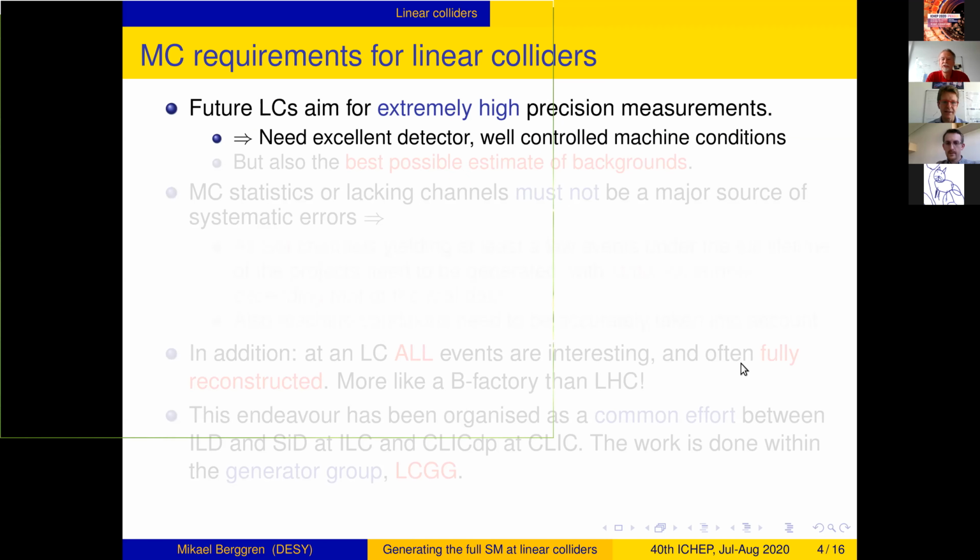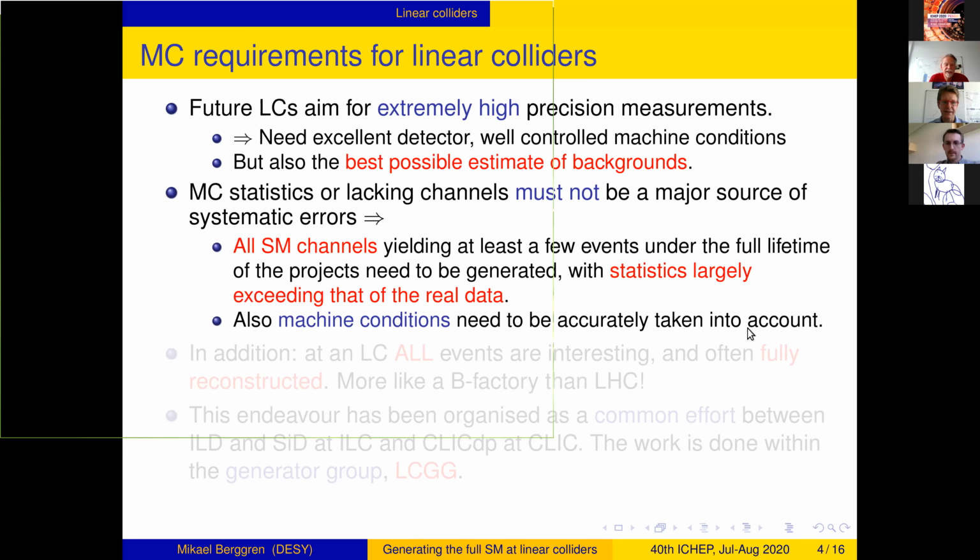So the raison d'être for linear colliders is precision. So we need excellent detectors and well-controlled machine conditions, but we also need matching background estimates. And this means that Monte Carlo statistics or missing channels must under no circumstances give major systematic uncertainty. So all channels must be generated and with the statistics well above the real data, and that the machine conditions must be well modeled.